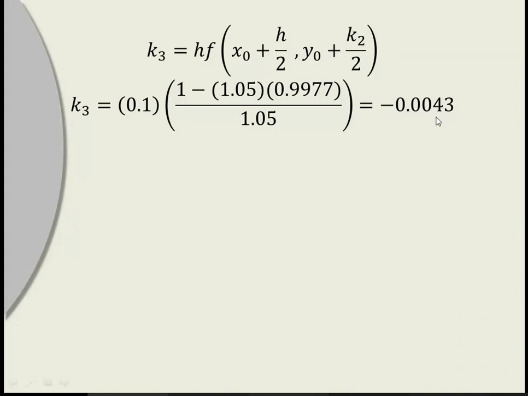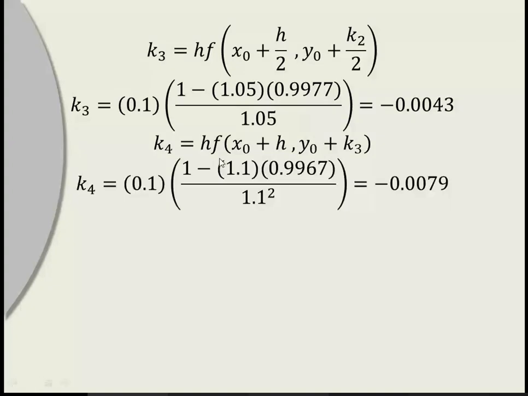Now put this k3 into k4, h into f of x naught plus h, y naught plus k3. X naught is 1, h is 0.1, so x naught plus h, y naught is 1, and k3 is this term. So 1 minus this, whatever term we get, put both these values into the given function and do the calculation. So putting those values and doing the calculation, it comes out to be minus 0.0079.